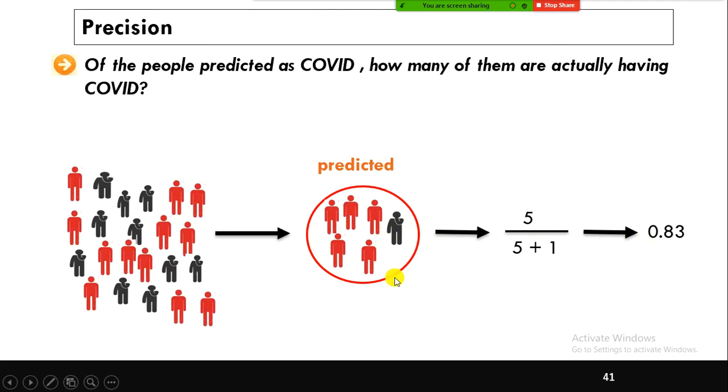It's good, right? Out of the 6 predicted values, at least 5 of them were good. Instead, if only 2 people were correctly predicted and the remaining 4 were wrongly predicted, what will happen? 2 divided by 6, how much? 0.3, right? The model accuracy is not that good.